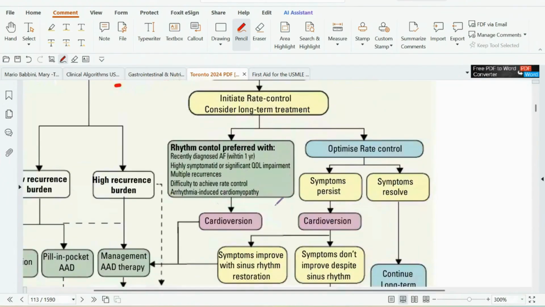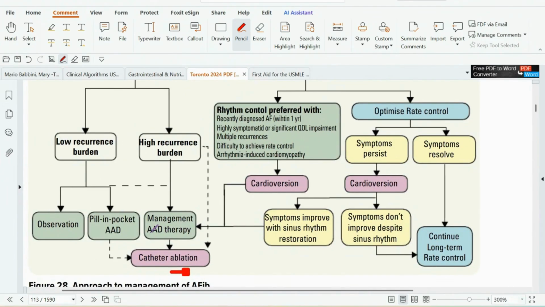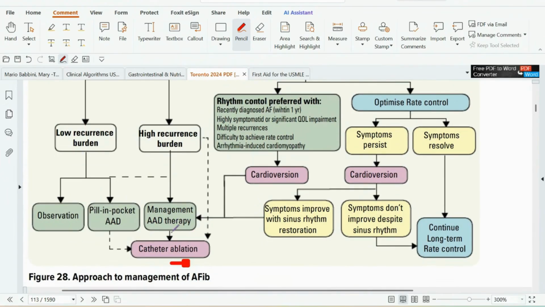All of this is just that, right? Optimize rate control. Symptoms persist, then you cardiovert them. If they improve, then you manage the therapy with, I think, what is AAD therapy? I don't even know, right? But then if it doesn't, then you go into ablation, right? If it does, then you control the rate for long term. Simple, right? Keep it simple. Don't get caught up in the semantics of things and forget the sense behind it.